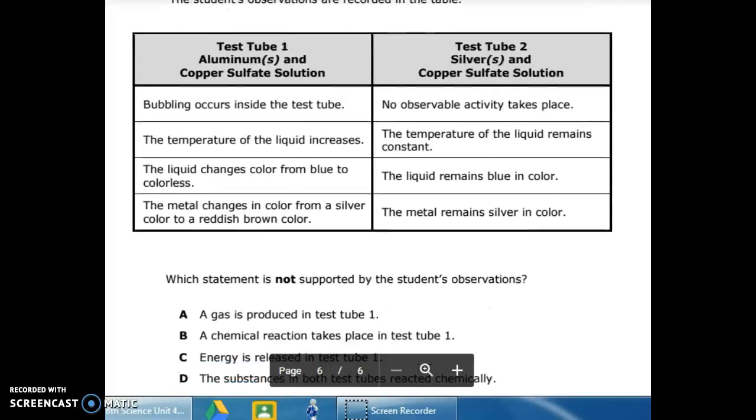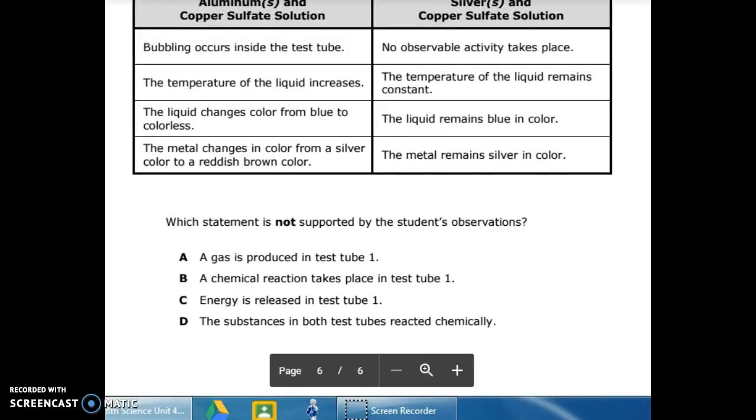Which statement is not supported by the student's observations? Okay, so which did not occur according to the student's observation? A, a gas is produced in test tube 1. B, a chemical reaction takes place in test tube 1. C, energy is released in test tube 1. D, the substances in both test tubes reacted chemically. That means in both test tubes there was a chemical reaction.